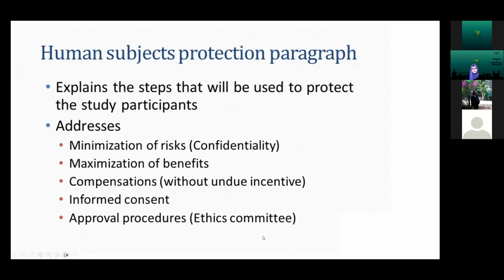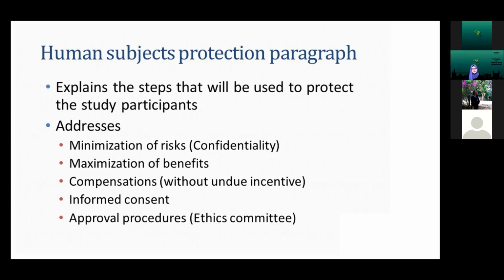Then last comes the human subjects protection paragraph. It is very important to mention the various steps that will be used to protect the study participants. It involves confidentiality, how the confidentiality of the subjects will be maintained, and how the minimization of risk will be ensured and the benefits will be maximized. All these things need to be mentioned in the protocol. And whether in case of any injury or any bad consequences, compensation will need to be given, that also needs to be mentioned in the study protocol.